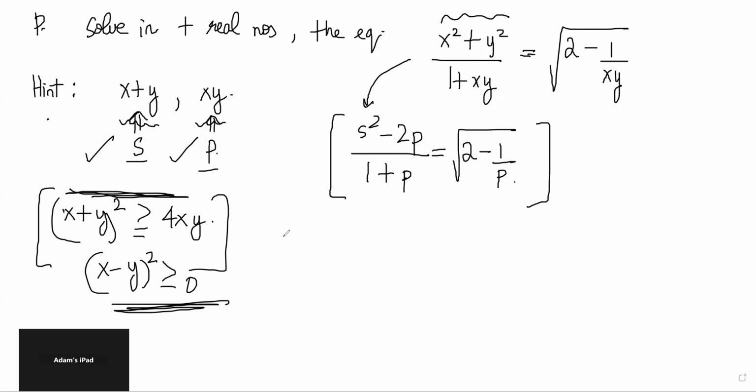Now, if you think about it, x plus y whole square can be written as s square is greater than or equal to 4p, right? Yes. Can we write s square minus 2p is greater than or equal to 2p? Yes. Why did I bring 2p here? Because we have s squared minus 2p in the equation. So we get this. And now, should I divide by 1 plus p?